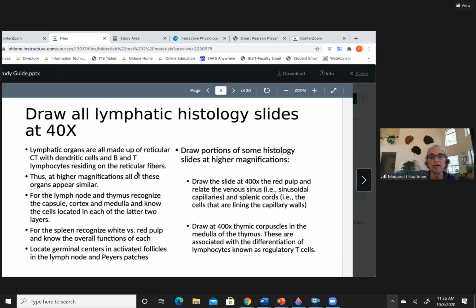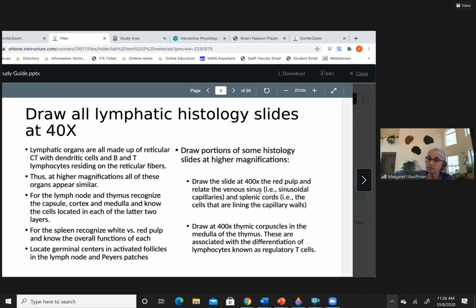Now, which ones do you have to go to higher magnification? Well, for the spleen, I want you to go to higher magnification and draw the red pulp, the part that's recycling red blood cells. And it's got sinusoidal capillaries. Because they're sinusoidal capillaries, they call the empty spaces, there's no blood in this particular animal spleen, they call the empty spaces in the red pulp venous sinuses.